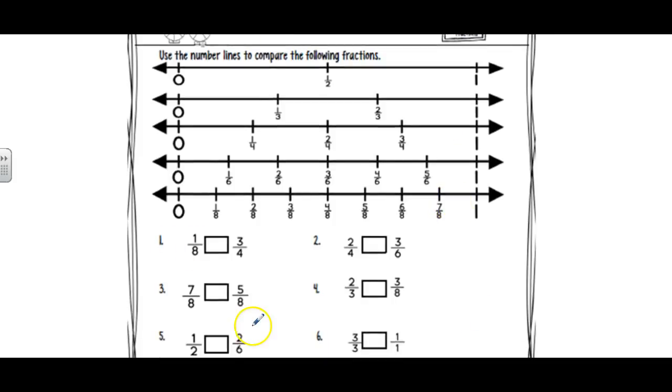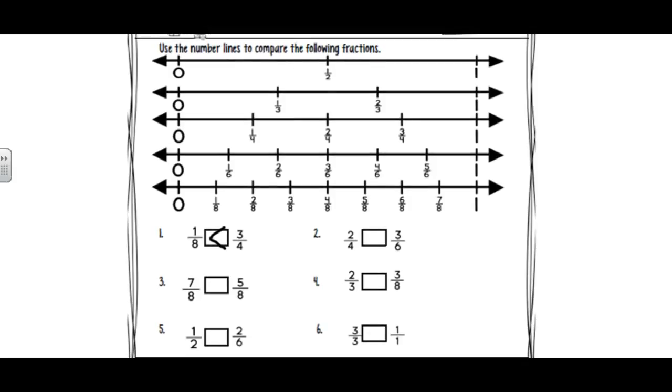We're going to look at these fractions, and we're going to use the number lines above to help us compare them. So let's look at 1/8 and 3/4. So 1/8 is right here, and then we have to go to the number line with 3/4, and 3/4 is all the way over here. So you can definitely tell that 3/4 using this number line is a lot closer to 1/2 than 1/8 is. So that tells us that 3/4 is a bigger fraction than 1/8 is going to be.